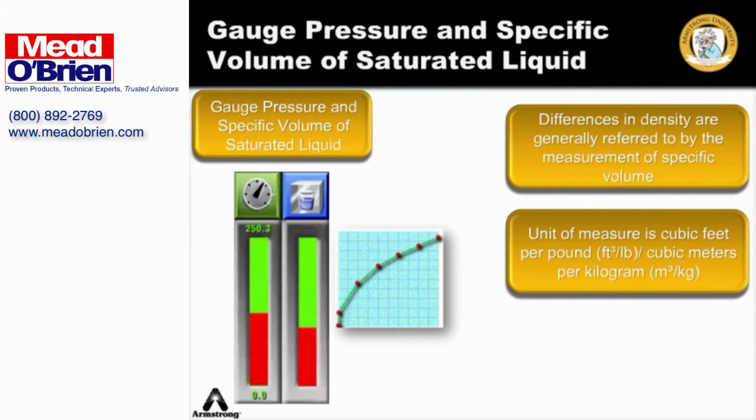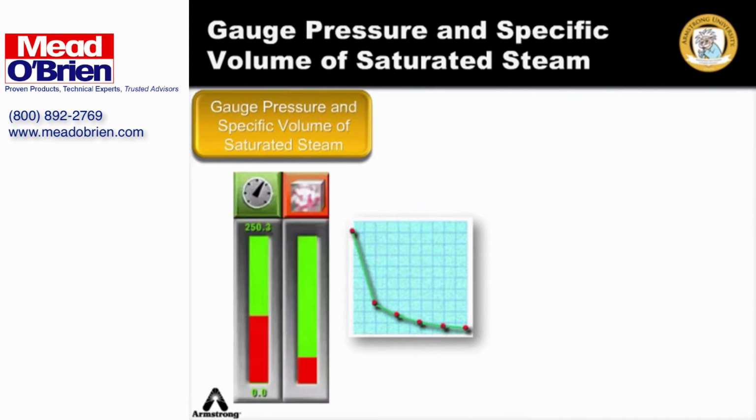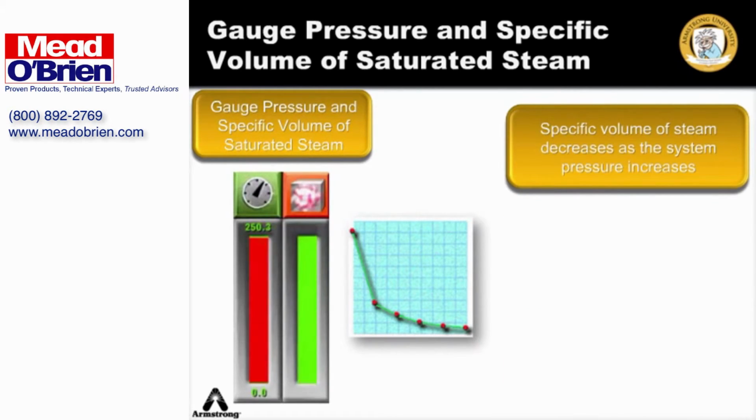As pressure increases in the system, the specific volume of the liquid rises marginally. Water is incompressible and therefore is not affected by steam pressure. As pressure increases, however, so does the steam temperature. This temperature increase results in greater motion in the molecules of the water and a slight increase in its specific volume. The specific volume of steam decreases as the system pressure increases. At atmospheric pressure, a pound of steam occupies about 1,600 times the volume of a pound of condensate.